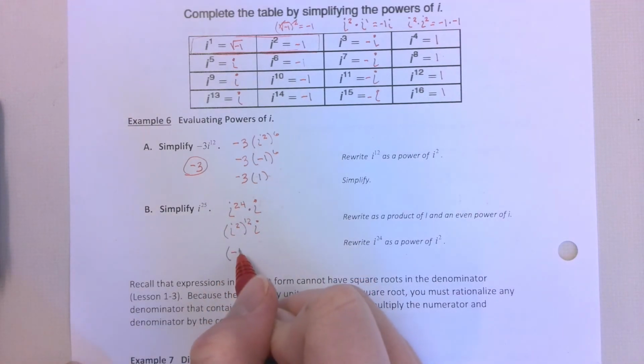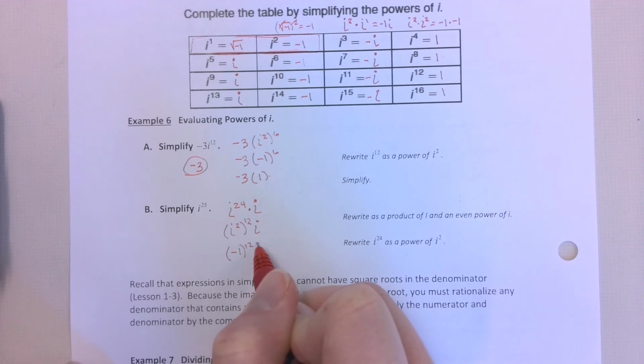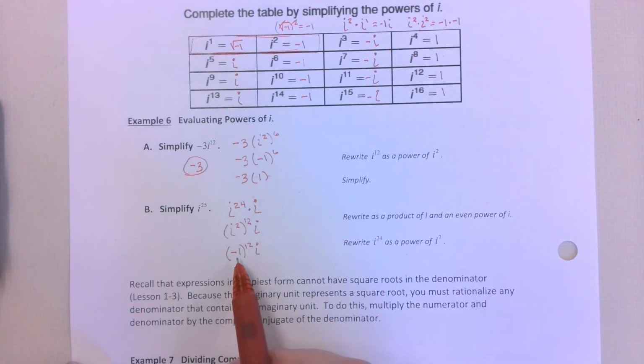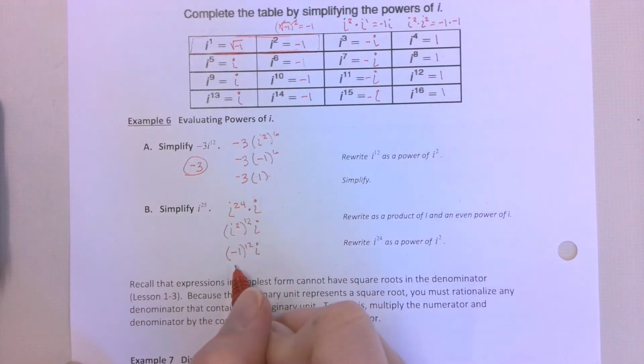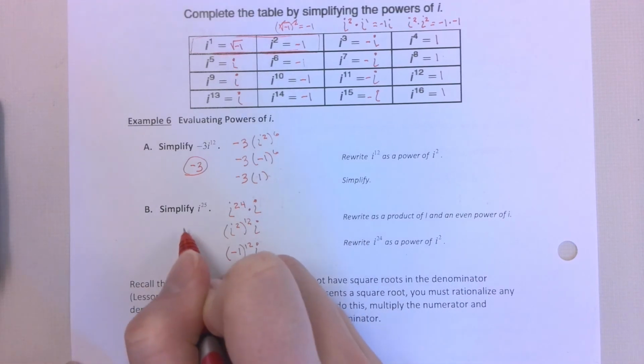This becomes a negative 1 to the 12th times i. I have an even power, so every 2 negative signs cancel. I'm left with one i, or simply i.